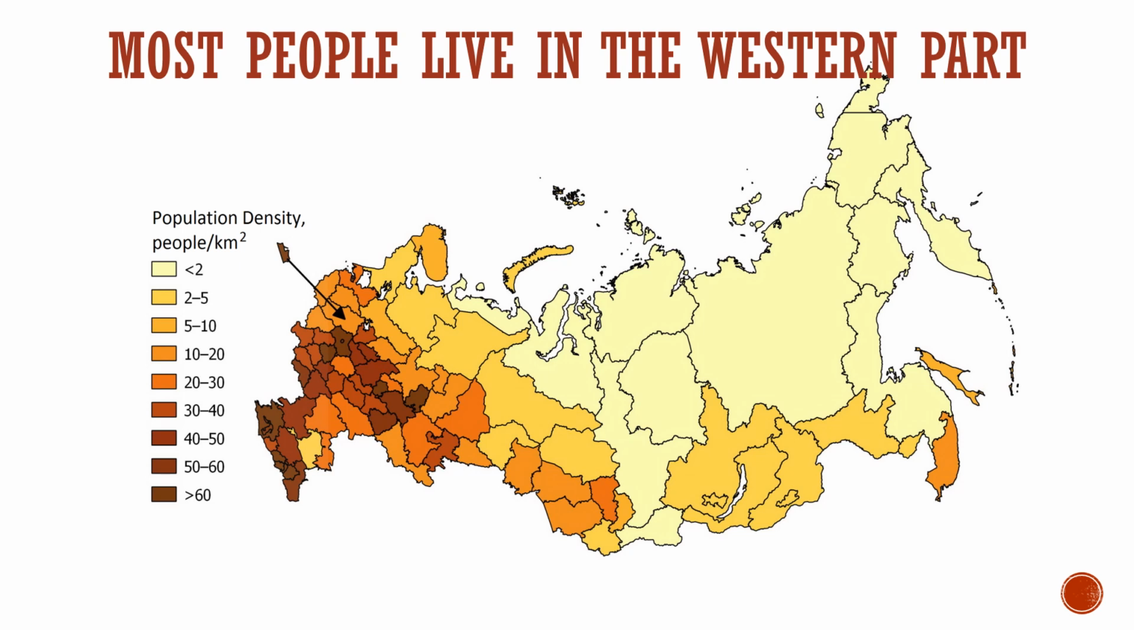All right, so most people live in the western part, which makes sense based on what we've talked about. Again, it's less mountainous, but also the agriculture of the plains allows for more resources to be made that supports a larger population. It's also closer to Europe for trading goods, importing, exporting, that type of thing.